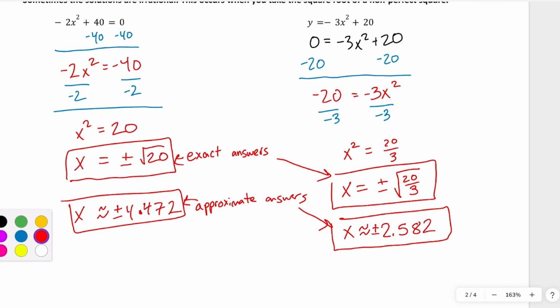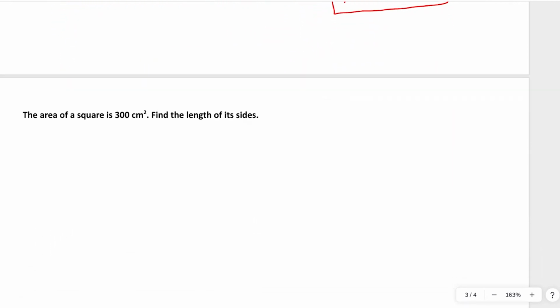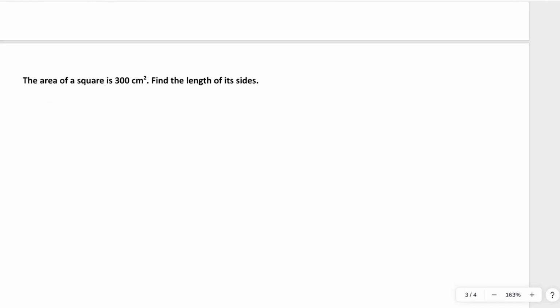Any questions? All right, well, let's take a look at some contextualized problems here. This is one that's pretty similar to what you would see on the TSI, where they give you the area of a square and ask you to find the side length. Now, the TSI is multiple choice, so most of the time you can reverse engineer the problem. It's a lot easier to do it that way, but I still want you to know the proper way to solve this.